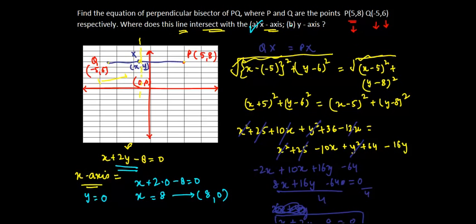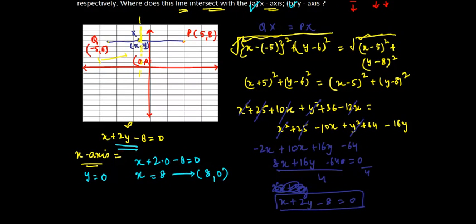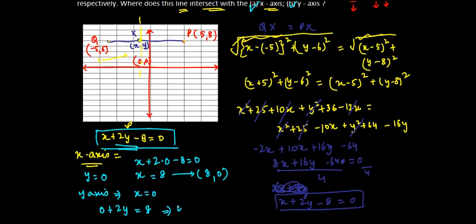The second point is, where does it intersect with the y-axis? Of course, on the y-axis what will we have? We will have x is equal to 0, right? So if we put in the value of x is equal to 0 in this, what do you get? You get 0 plus 2y is equal to 8 or y is equal to 4. So the point where it intersects the y-axis will be x equal to 0 and y equal to 4. Right?